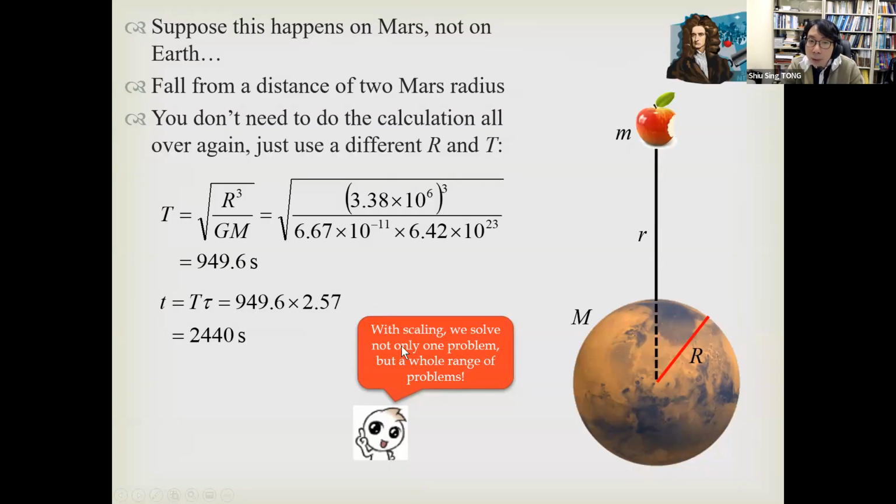Now, with scaling, we solve not only one problem, but a whole range of problems. These problems have the same physics, but they have different scales. So we do not need to do the numerical calculation again, because that numerical calculation is universal to all these problems. We only change the scale. When we change the scale, we scale back the result to the real time and the real velocity. So that is what we have done.